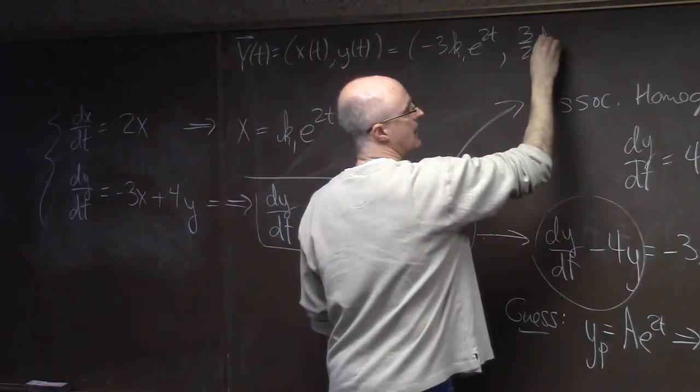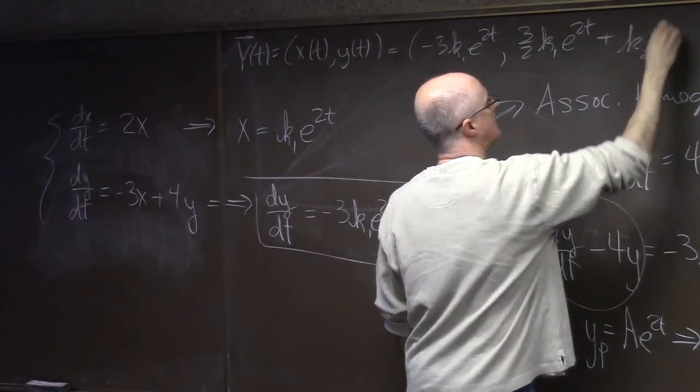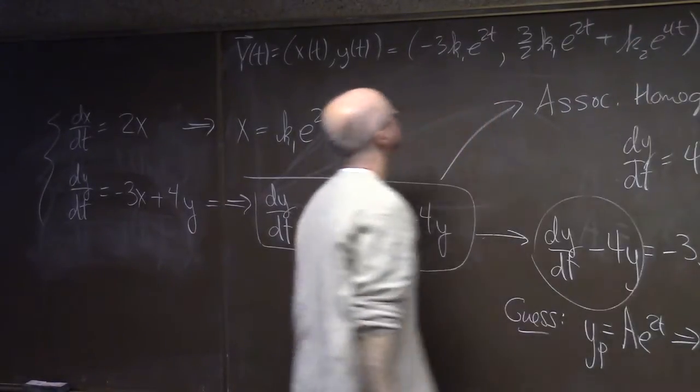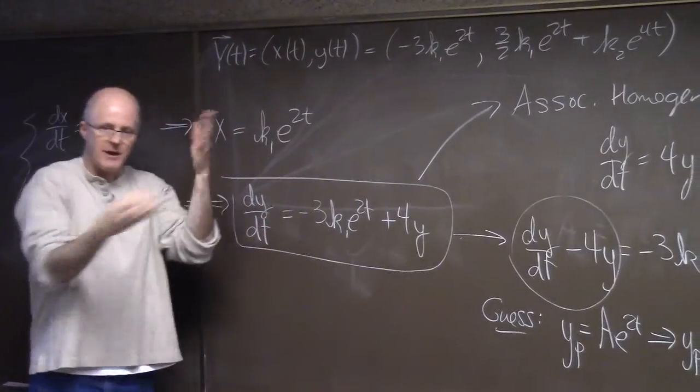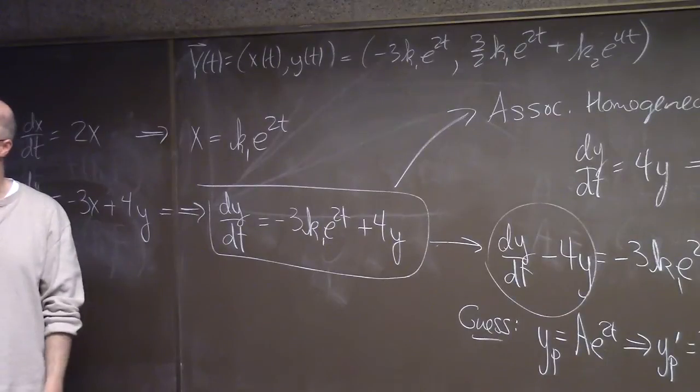Write it like this. I wrote it as a point. I could write it as a column vector. Again, we're flexible in how to write it.